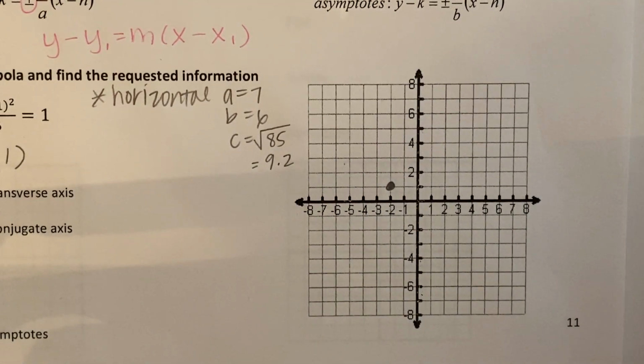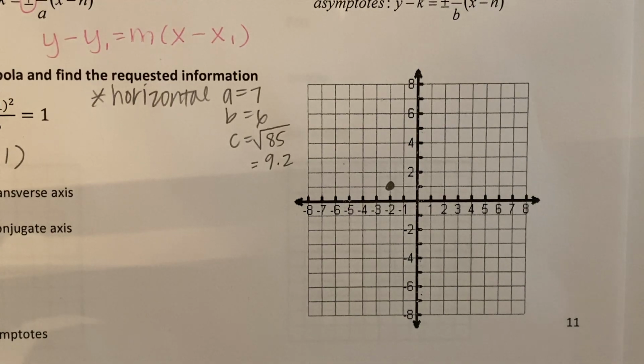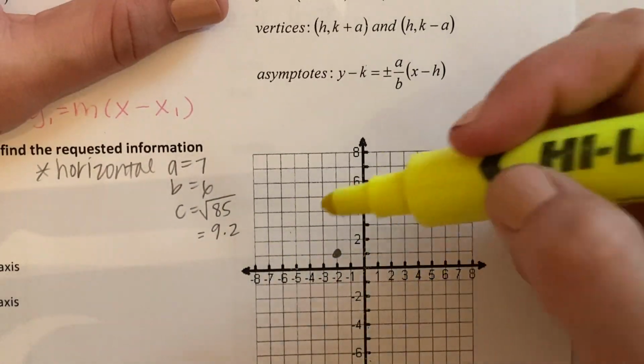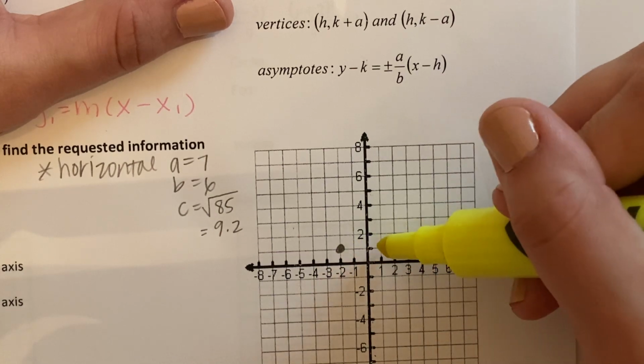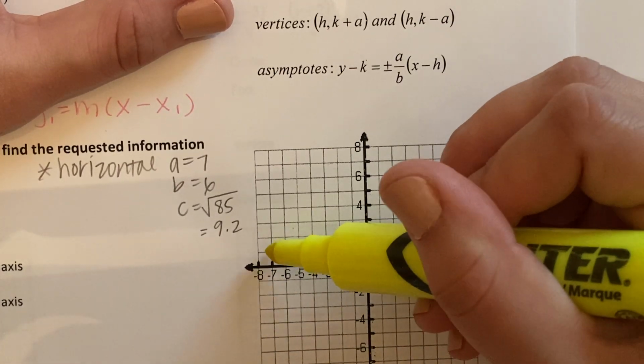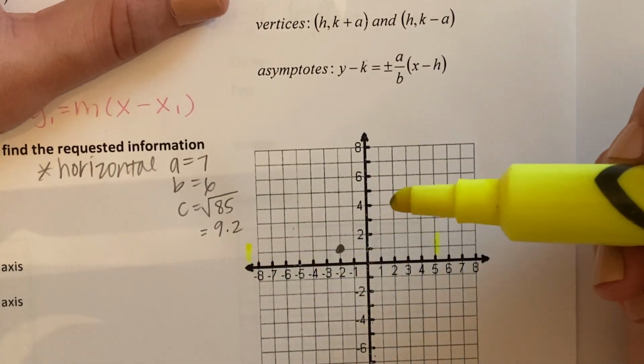And now I'm going to draw this box, so this imaginary box. 7 came from under X, the 49. So I'm going to go left and right 7 and put a little mark. 1, 2, 3, 4, 5, 6, 7. 1, 2, 3, 4, 5, 6. Oh, right off the graph, 7.